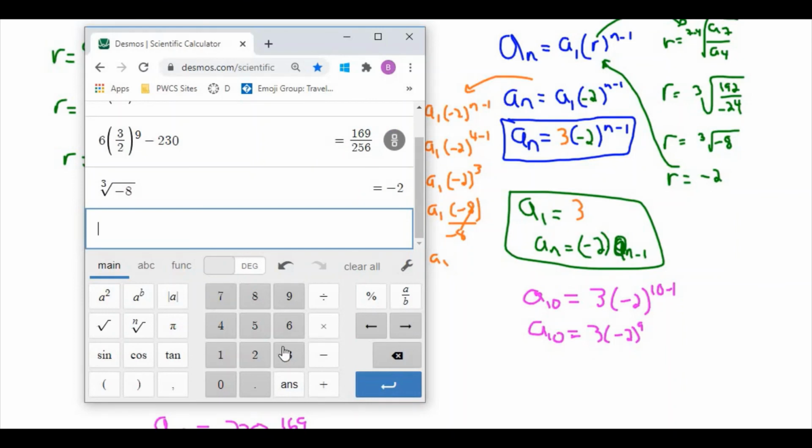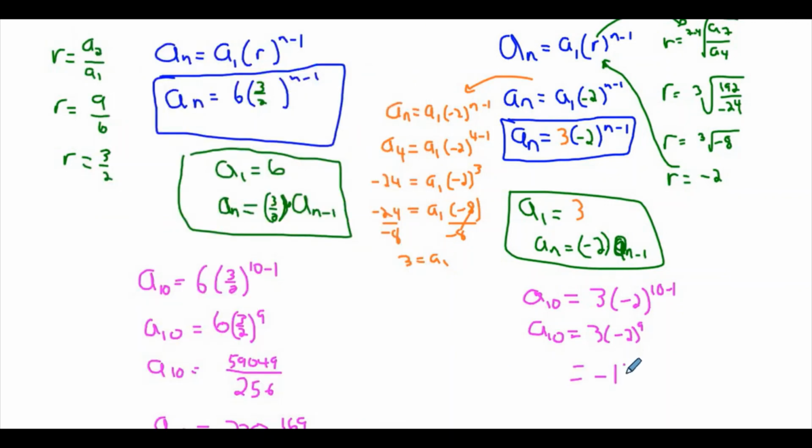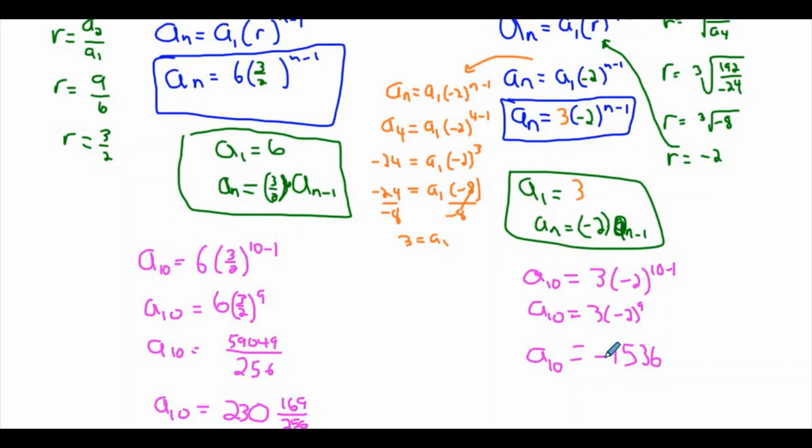To do this one, we would have 3 and then parentheses negative 2. Then we would raise that to the 9th power, making sure you click out of that parentheses or else it'll try to do it inside. And that comes out to, not too big, negative 1,536. So not so bad. Just make sure that you're using a calculator with these kinds of problems.